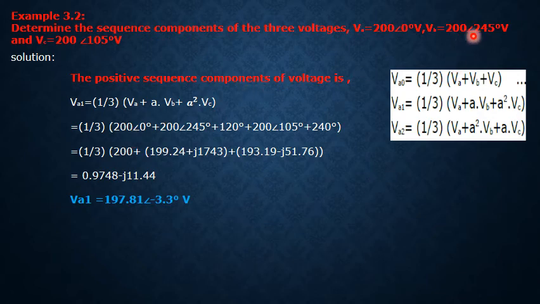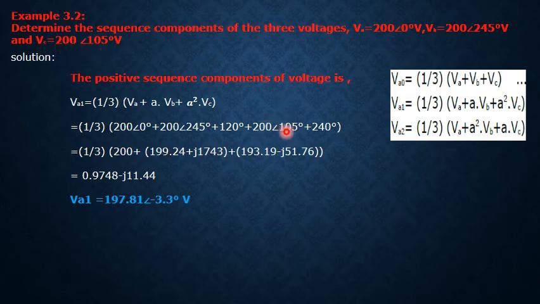So substitute that value. Then what is the value of VB given? VB is 200 at an angle 240 degrees. And what is the value of the a operator? We have 1 at an angle 120 degrees, with magnitude 1. So we are going to add up the angles here: 240, and the a operator's angle is 120 degrees, so 240 plus 120 degrees. Then plus a square into VC.